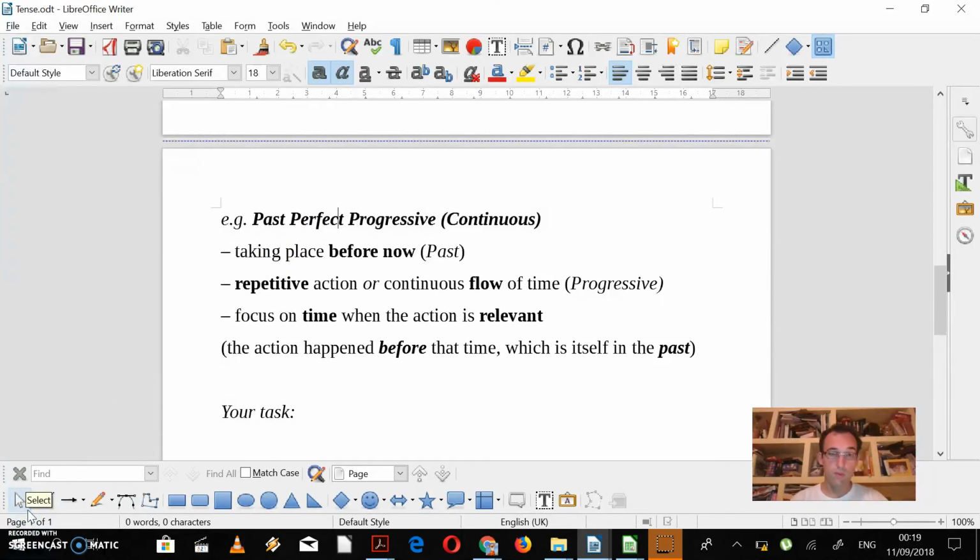So an example. The students had already been writing for half an hour when the teacher realized he had given them a wrong test. So at the moment we are focusing on, this is the moment when the teacher realizes his mistake, the action of writing, of taking the test, of doing the test, had been going on for half an hour.